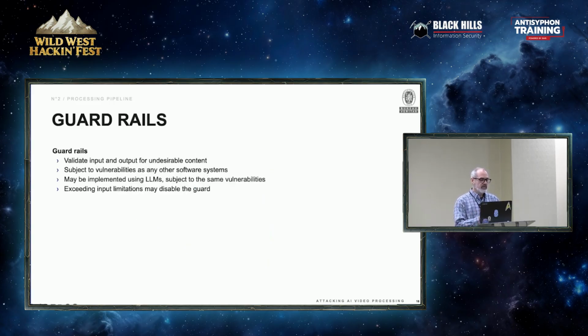So the guardrails that I mentioned are there to validate input and output or desired content. They're software, so they're subject to vulnerabilities. They can either be overloaded to where they stop working, or they only look for a subset of the things that they should. There's a variety of things there. So we need to try to see where the vulnerabilities are in those guardrails.